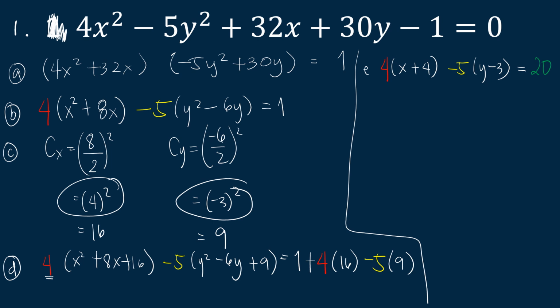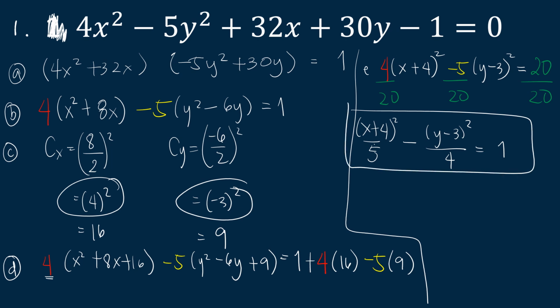Okay, now the 20 should be divided in each term or each number. And then 4 over 20 is simply 1 over 5. But instead of writing 1 over 5, we will write x plus 4 squared in the numerator. Then minus 5 over 20, instead of 1 over 4, it would be written as y minus 3 squared over 4 is equal to 1. And this is your final answer for example number 1.